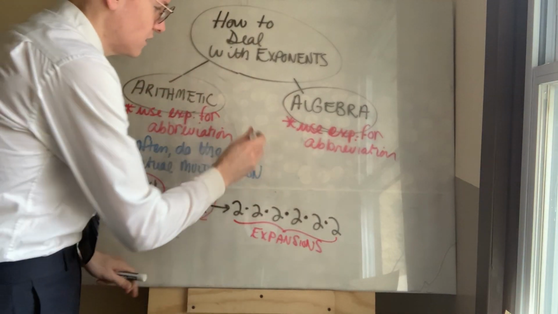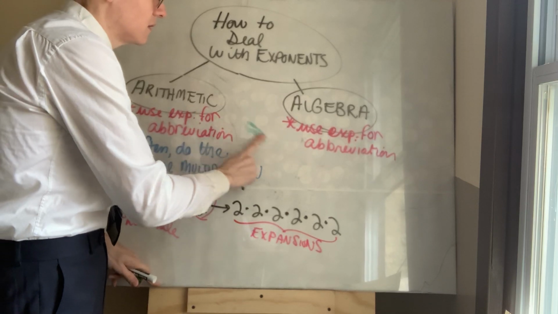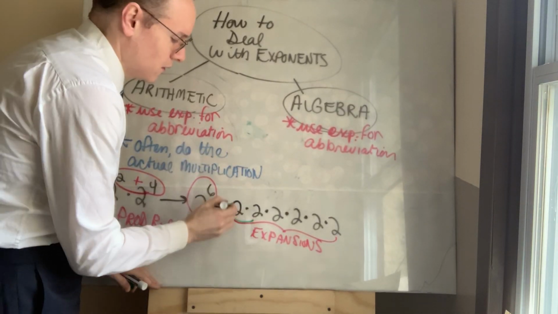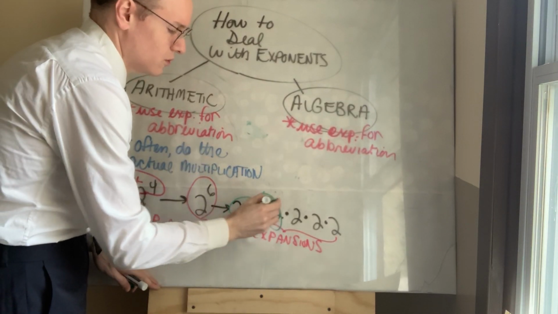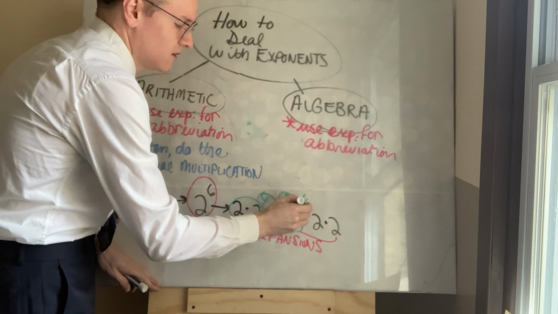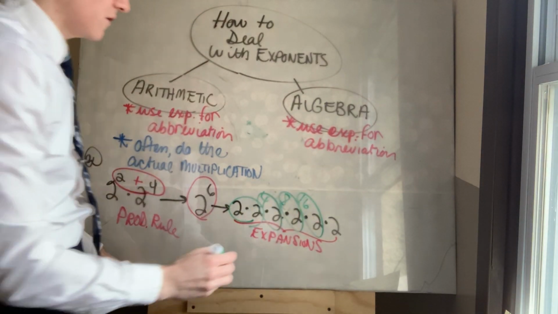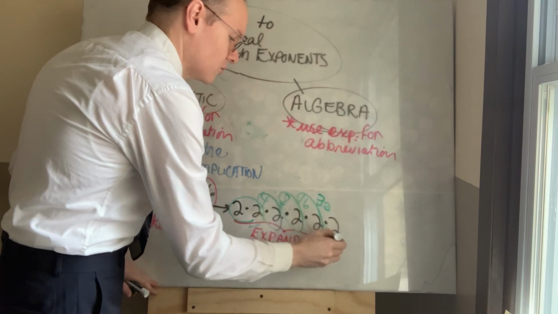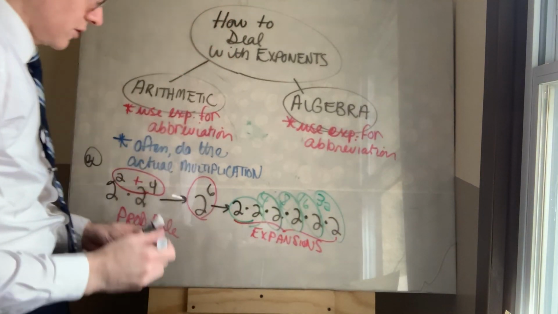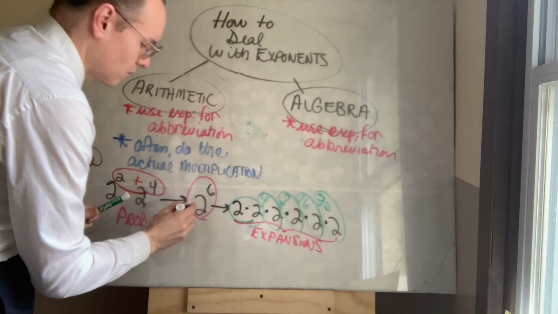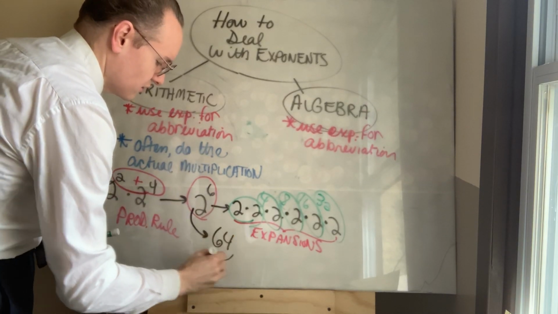Let's see if this writes as green. Okay. 2 and 2 is 4. 4 and 2 is 8. 8 and 2 is 16. 16 and 2 is 32. 32 and 2 is 64. So what this represents is the number 64.